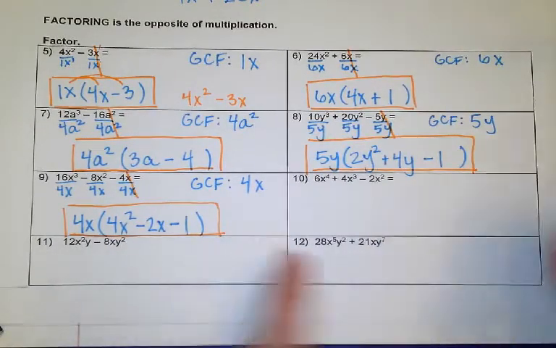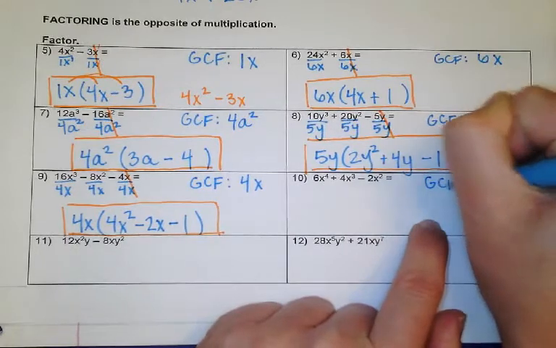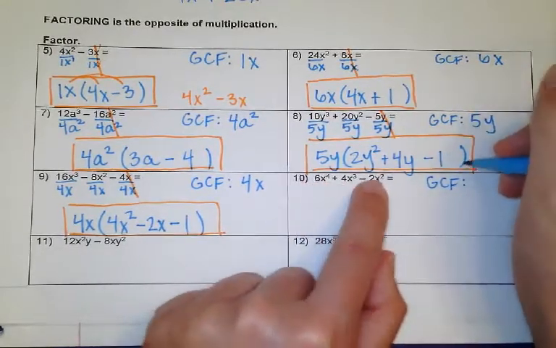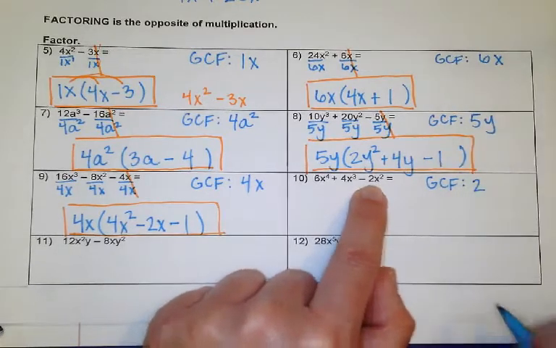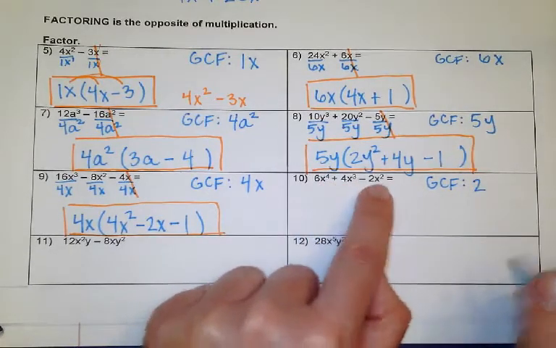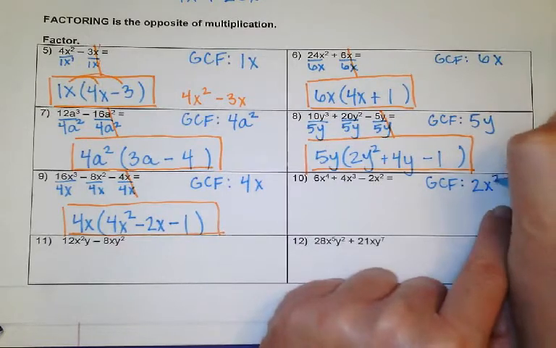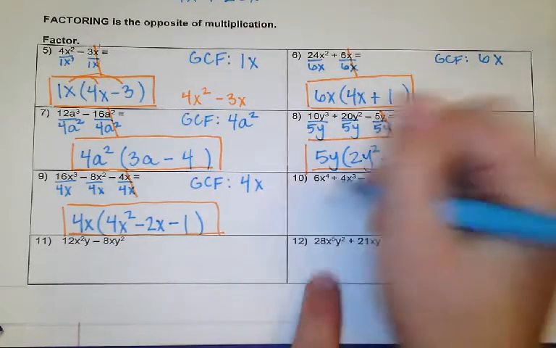All right, let's look at the next one. 6, 4, and 2. All right, they're all even. It looks like 2 goes into all of them. And then I have a 4th power, cubed, and squared. They each have at least 2 x's.